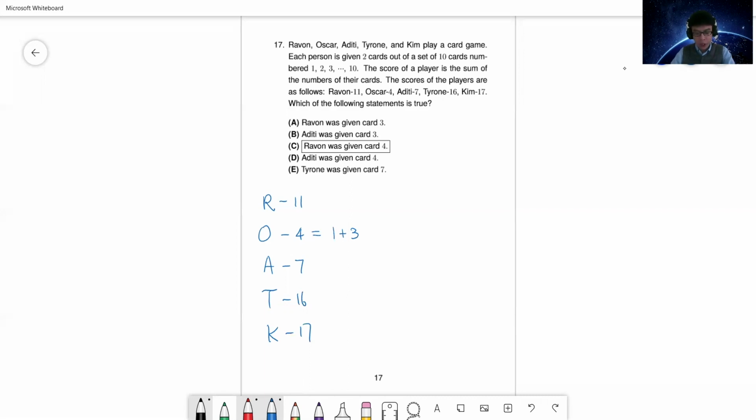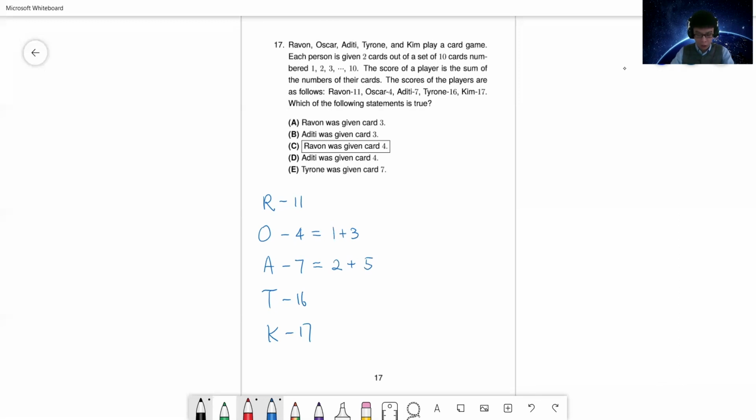Aditi's number is 7, so we split 7 into 2 numbers. We cannot use 1 and 3 anymore because they are already in Oscar's hands. We can use 2, 4, but there's at least one number less than or equal to half of 7. So we have one number less than or equal to 3. So this number has to be 2, since 1 and 3 cannot be used. So 7 equals 2 plus 5. So Aditi has the cards 2 and 5.